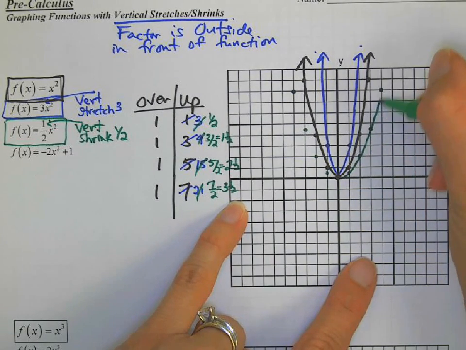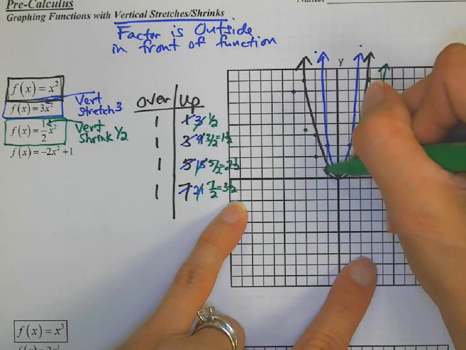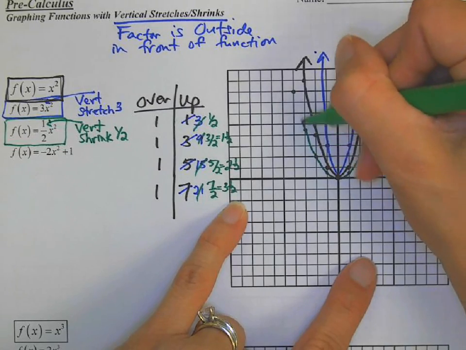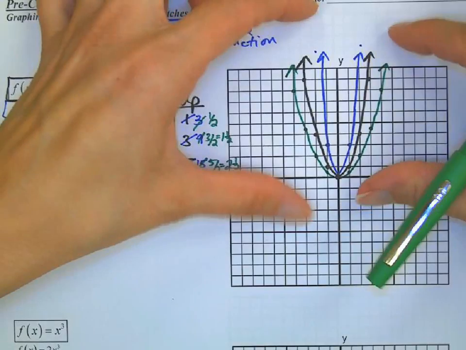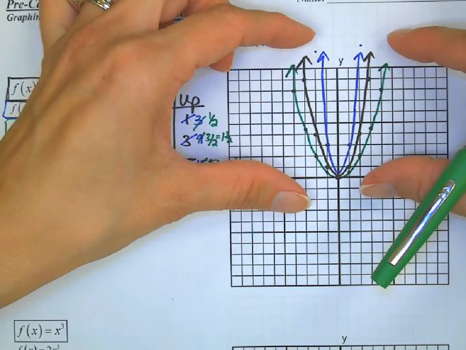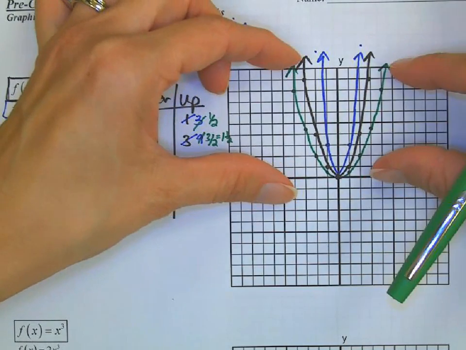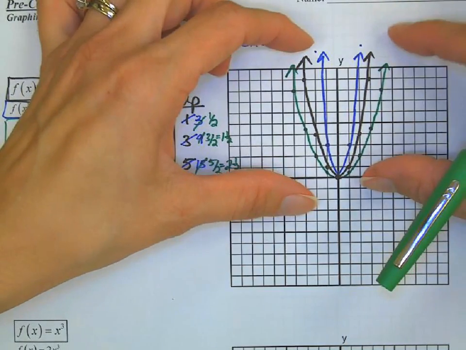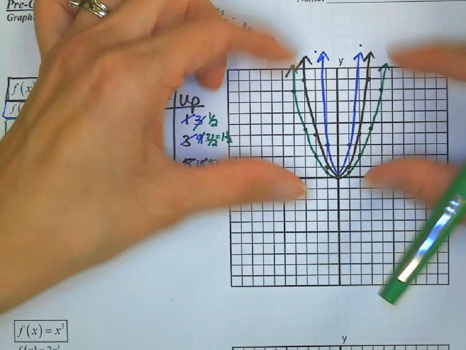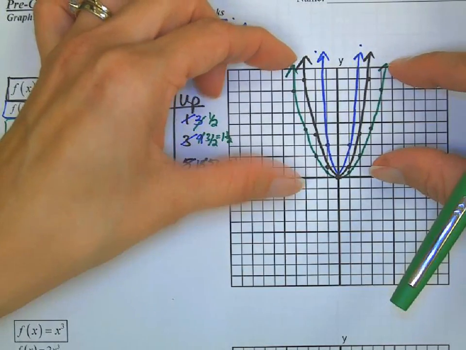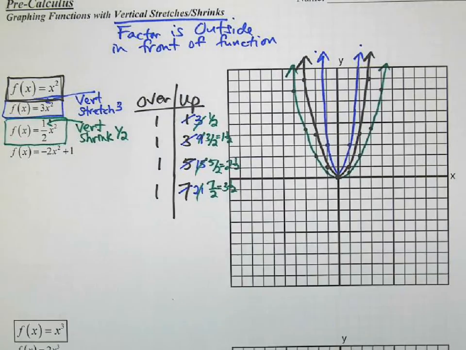Here is my vertically shrunk parabola. If you are vertically shrunk, you should get short and fat. If you stand up and make yourself half as tall and squish down, you'd be short and fat.